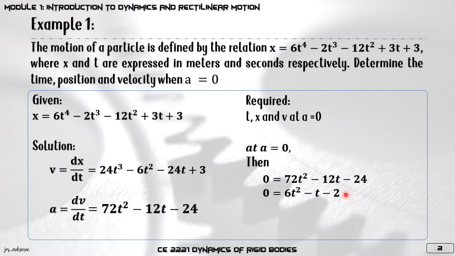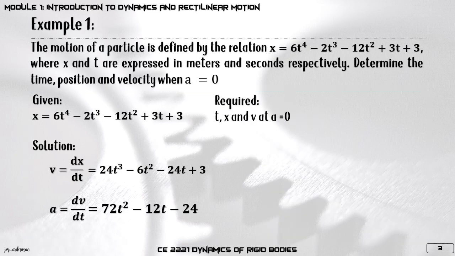Given this equation, we can solve now for the values of t by quadratic equation or by computing for our roots. So for the roots now, we can solve it as (3t - 2)(2t + 1). From here, we can now take the first root of t is equal to 2/3 seconds, and the second root of time is equal to negative 1/2 second. So there is no negative time. So what will govern is the first value of t, which is 2/3 seconds.